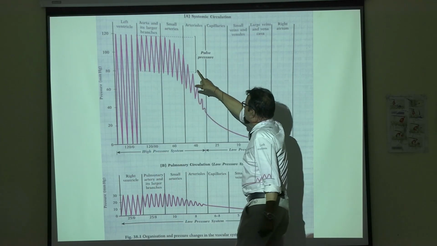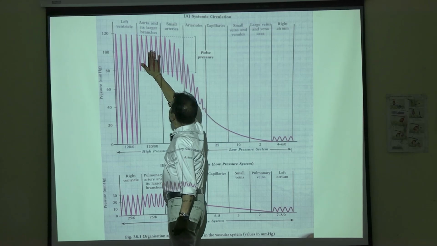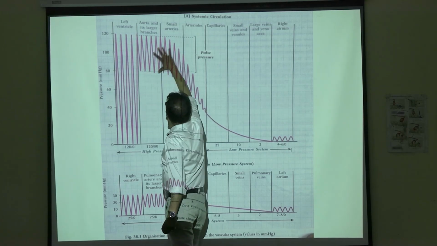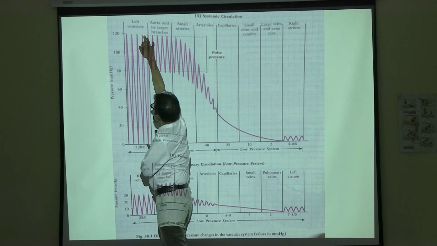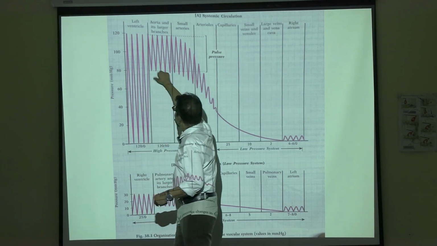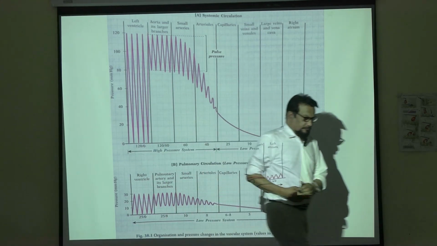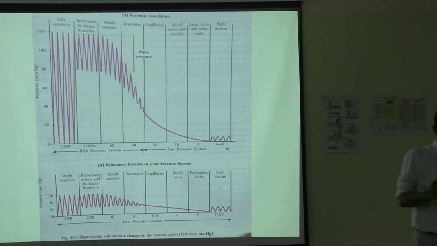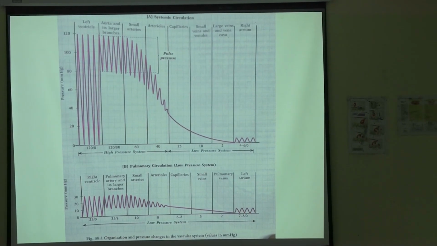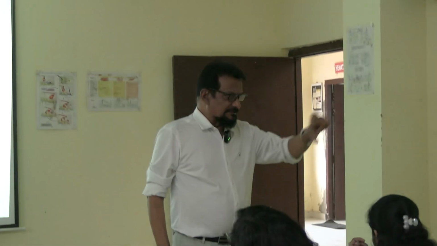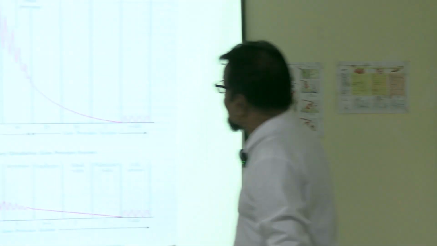When the blood is passing to small arteries, what is this? Systolic and this is diastolic. What is the difference between systole and diastole? What is this called? Systolic pressure minus diastolic pressure. What is this difference called? This is called pulse pressure.